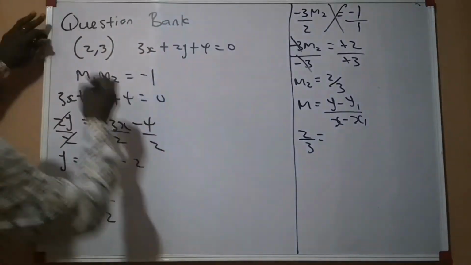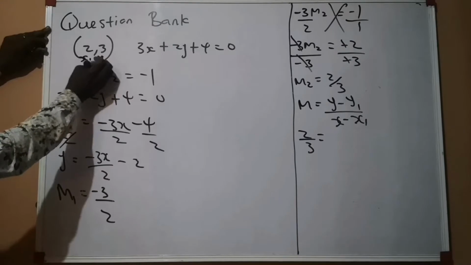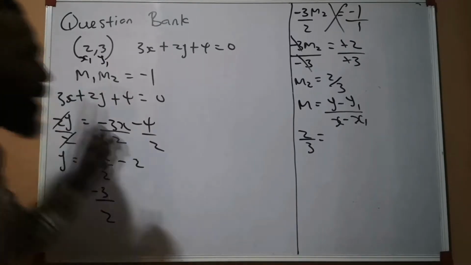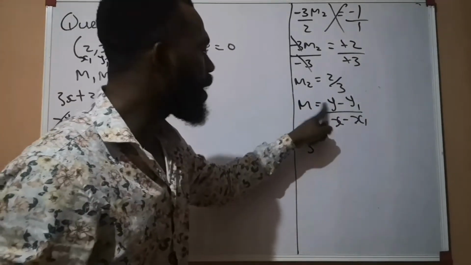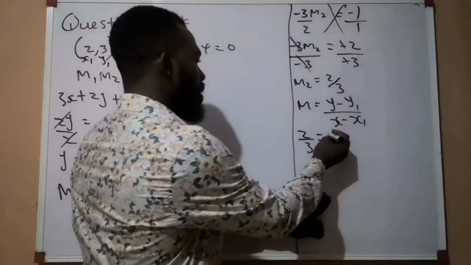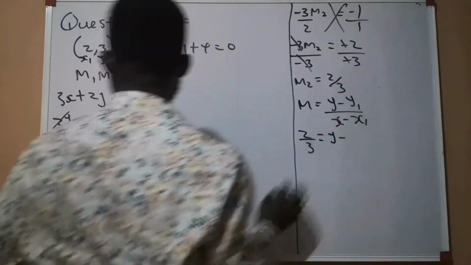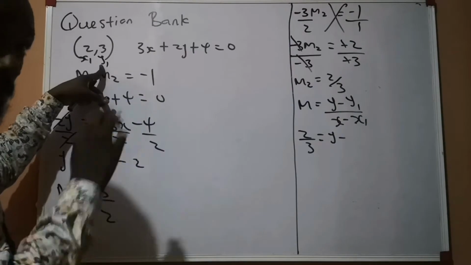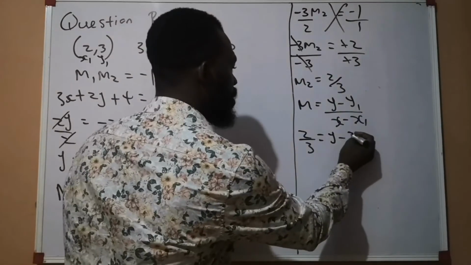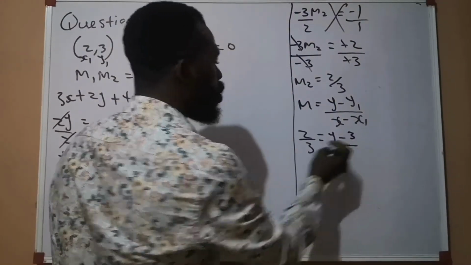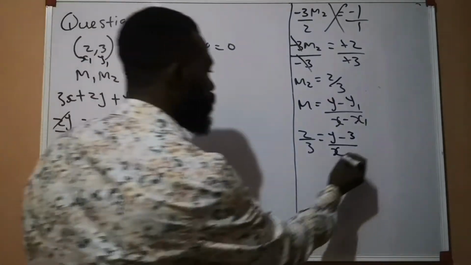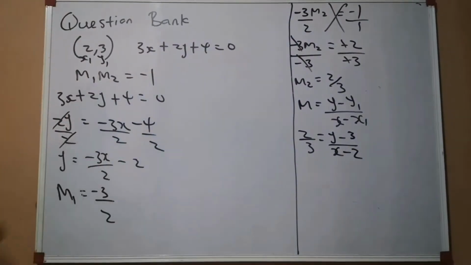equal to, now this is x1 and this is y1. Now in the formula, we don't know what y is. So here we have y minus y1, but y1 is 3, from the points given. Now y minus 3 over, we don't know also what x is, but we know that x1 is 2. Now, from the options that were given in that question, let us see which of these is correct.